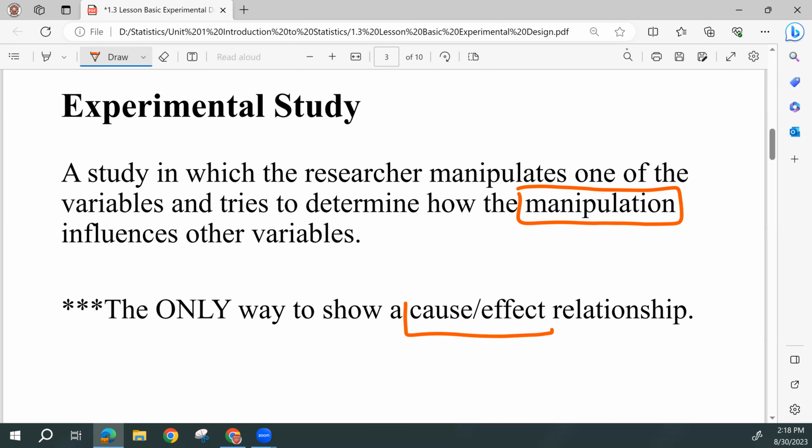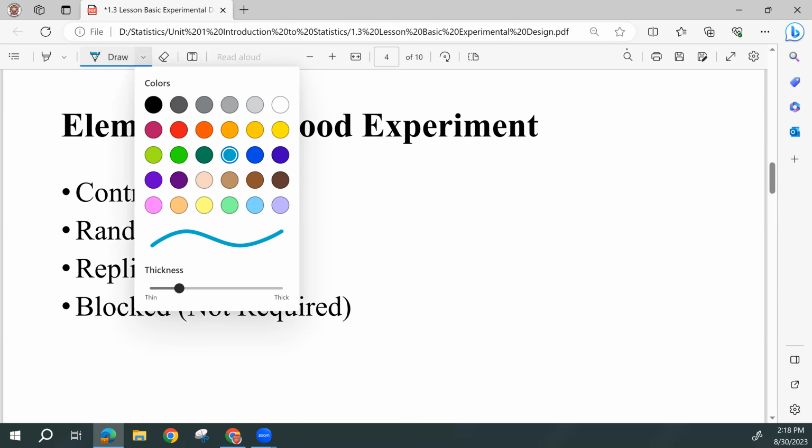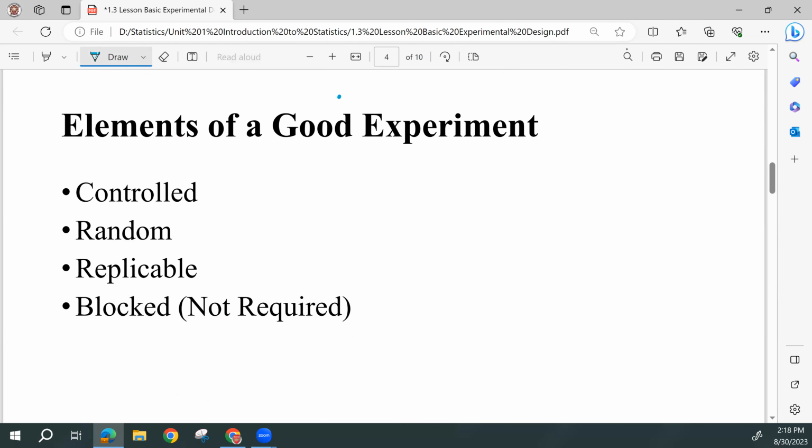We can talk a lot about things being related or having some sort of association in this class, but the only way to show cause and effect is by doing an experiment. And of course, that experiment has to be done well. Part of doing that experiment well is making sure you have the elements of a good experiment. Number one is we want to have some control. So typically we'll have different groups in our experiment, and we will be controlling the variables.